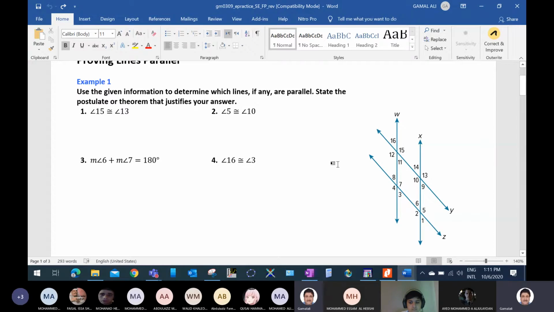Hello, Kareem. You had a question like this in the quiz. Angle 15 and angle 13 are congruent. So if you start with the angles, you will use the converse of the theorems. What is the relation between angle 15 and angle 13? They are corresponding angles. So we can say the two lines are parallel because of the converse of the corresponding angles theorem.